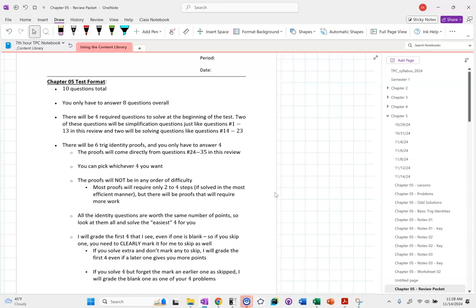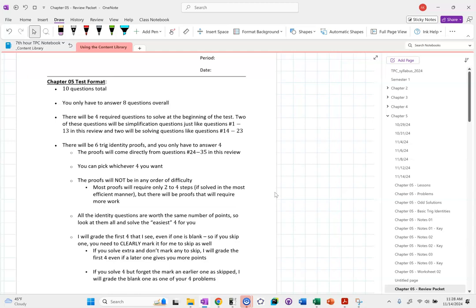The second 2 questions will be solving problems, like the second half or part of the review. And the third part of the test will be the trig identity questions. You'll have 6 of those. You only need to answer 4, so you can pick any 4 that you want.